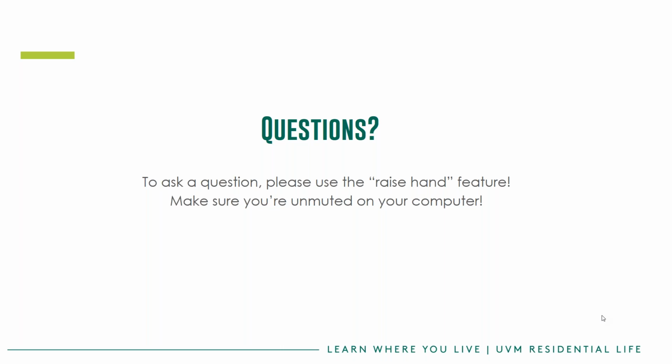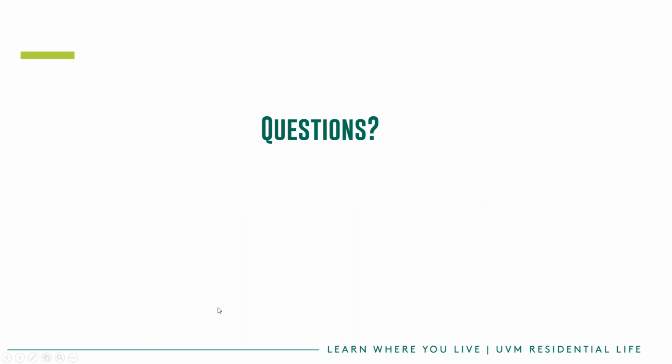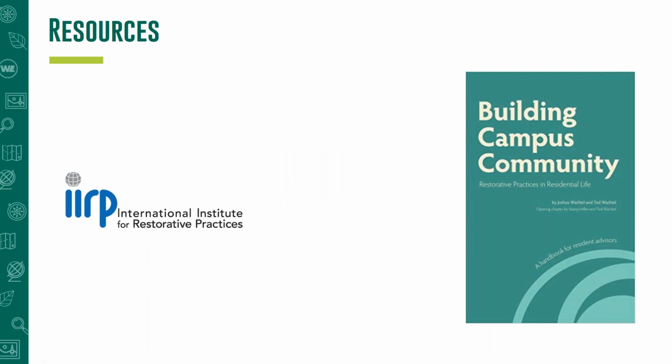Oh, happy to. I'll actually go back to the slide. So the book is called Building Campus Community, a handbook for resident advisors. You can find the book on the International Institute for Restorative Practices website. The last I checked, you can also get it on Amazon. If you Google it, you can find it on Amazon. I think sometimes Barnes and Noble carries it, but primarily Amazon or the IIRP website will have it. The IIRP website has a little store section where you can find this book.